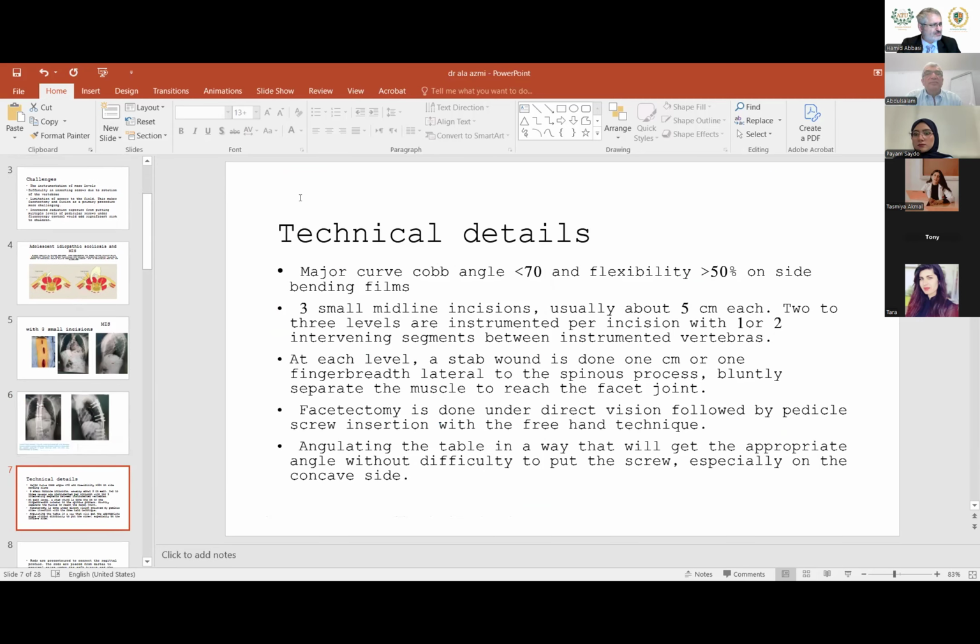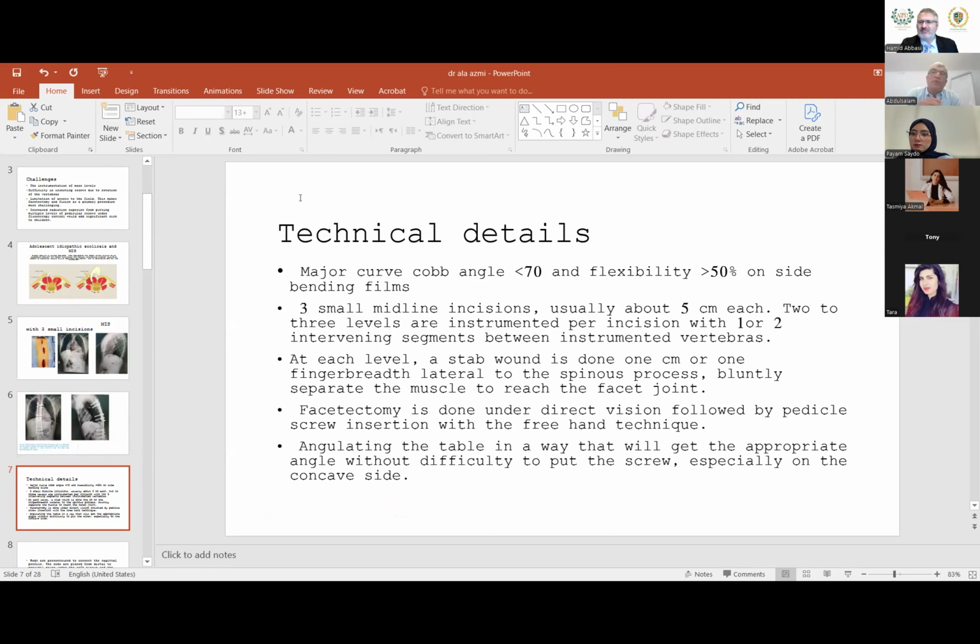So what about technical details? Major curve less than 70 degrees, and flexibility is more than 50% on the bendings. 3 small midline incisions, usually 5 centimeters each. 2 to 3 levels are instrumented per incision, and also maximally 2 intervening segments between the instrumented vertebrae. At each level, a stab wound of 1 centimeter is done.